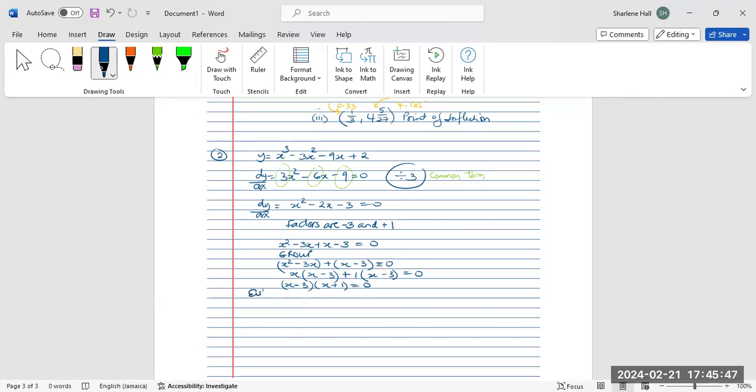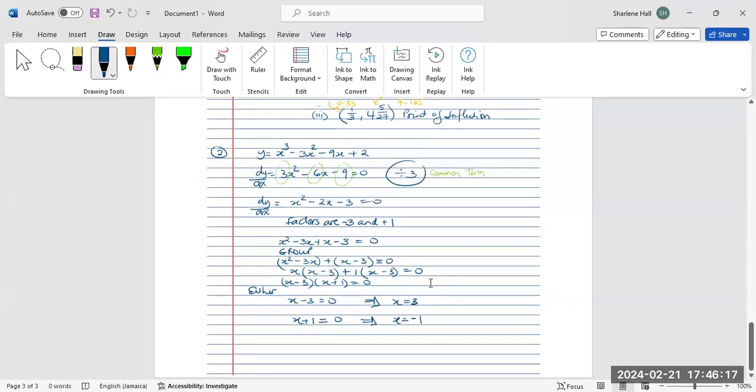So either x minus 3 is equal to 0, which implies x is equal to 3, and x plus 1 equals 0 implies x is equal to negative 1. Tell me if you agree or disagree. Agree, sir. All right, good job. And now, those are my critical values.